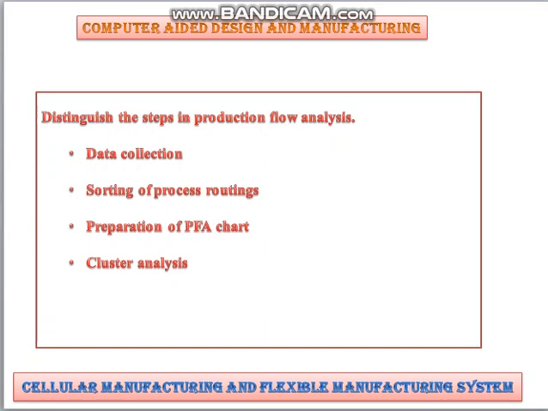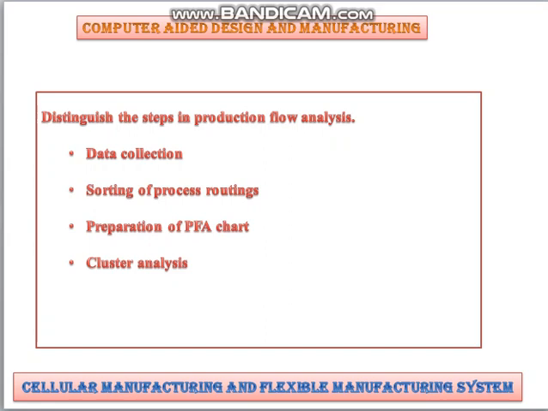In this step, we arrange the parts in groups according to the similarities of the parts, and each part is named according to the part number. Next, moving on to the third step, preparation of production flow analysis chart. In this case, all the details are represented graphically in the form of charts, tables, etc. In this chart, the information regarding each part is indicated.